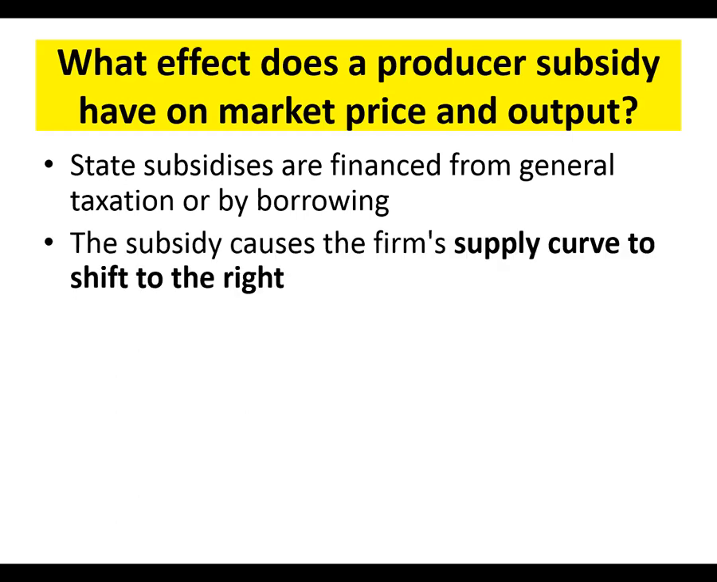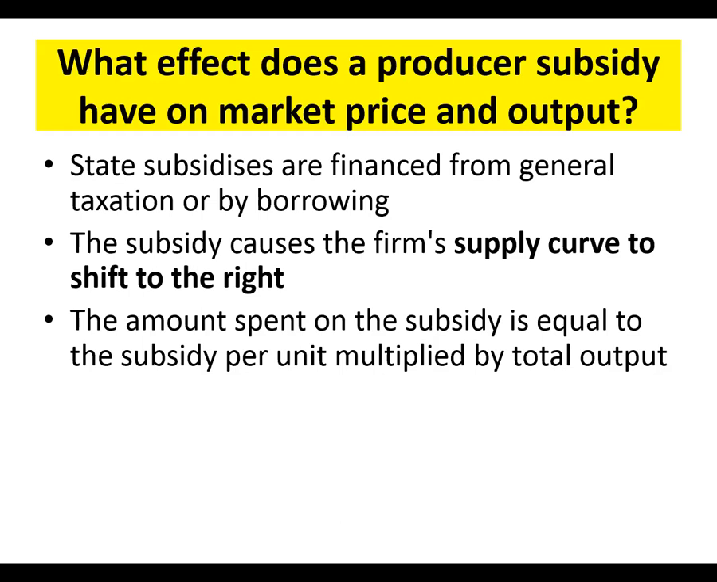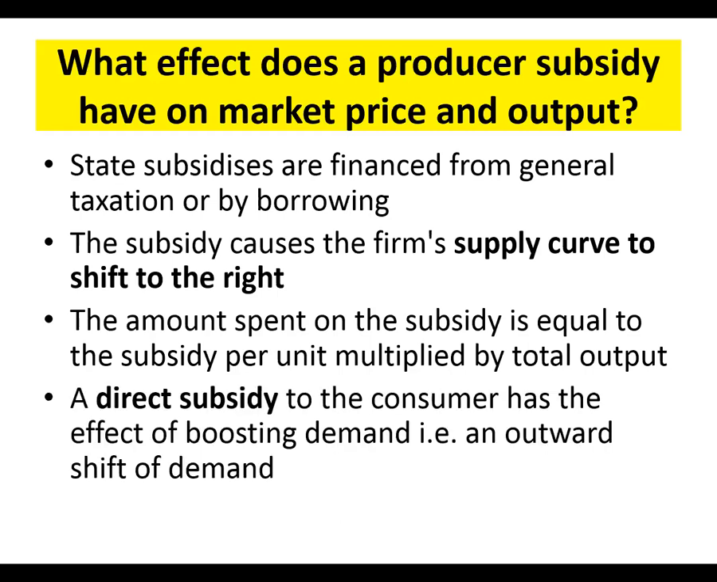The subsidy causes a shift in the firm's supply curve, and that supply curve will shift to the right, which, if you remember your supply and demand diagrams, a shift to the right of the supply curve is an increase in the supply of a good or service. The amount spent on the subsidy will equal the subsidy per unit multiplied by the total output. So again, just like with taxation, we look at the tax per unit, we multiply it by the quantity sold, and with a subsidy, we look at how much of that good is sold and what is the subsidy per unit in terms of how much expenditure the government actively spends on this subsidy.